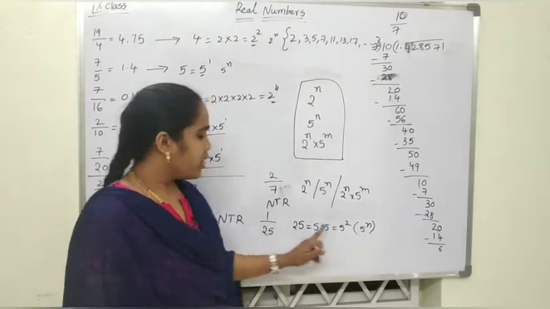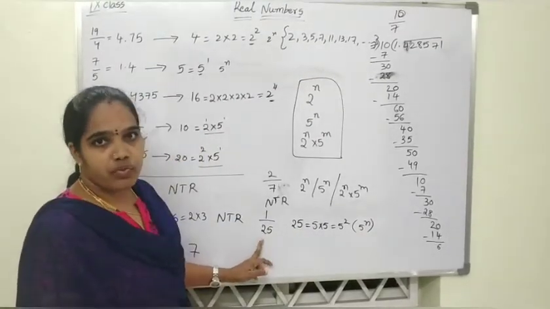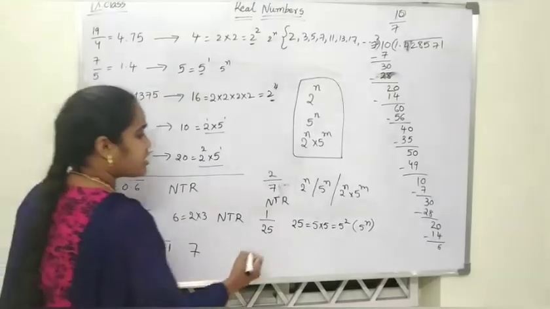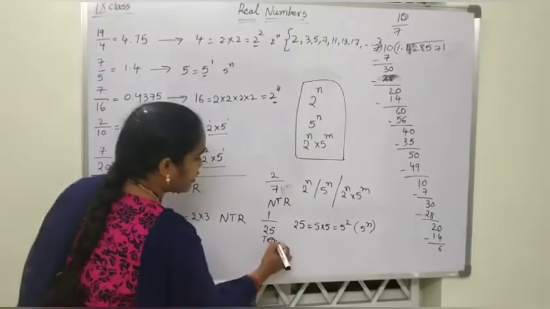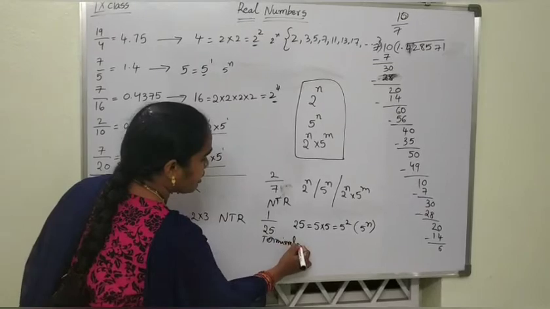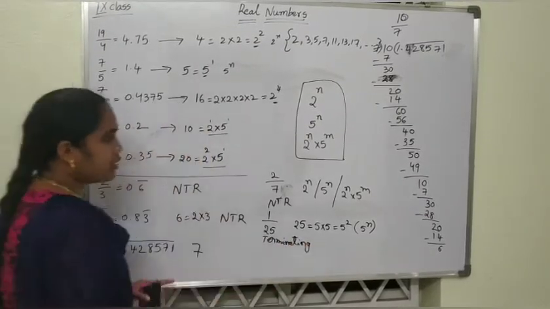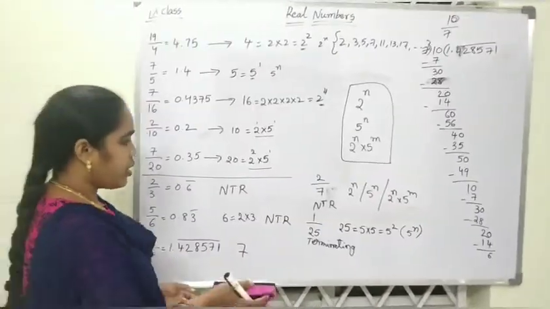So that's why this is which type of decimal? Terminating decimal. Understood? Now one more.